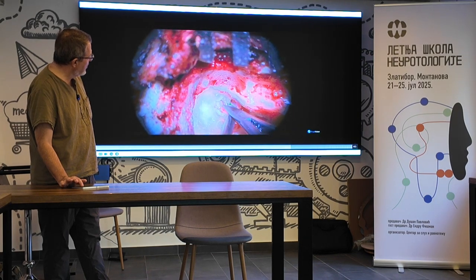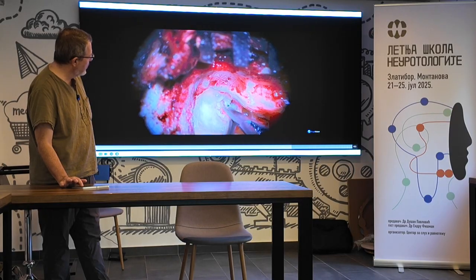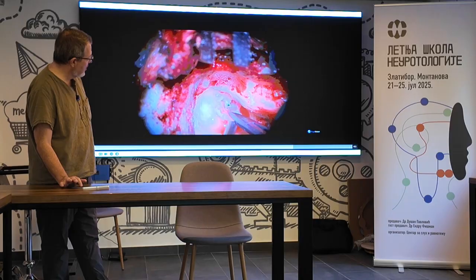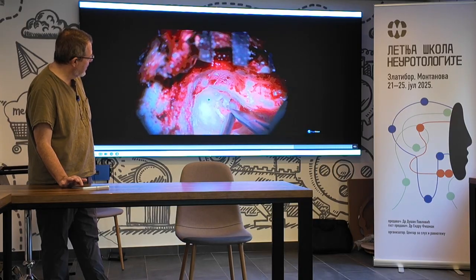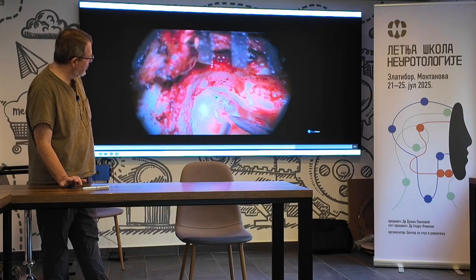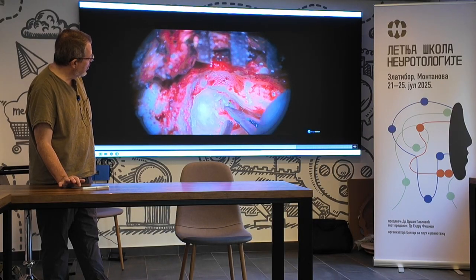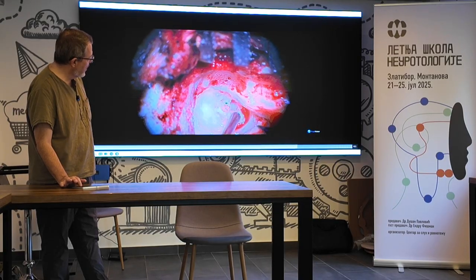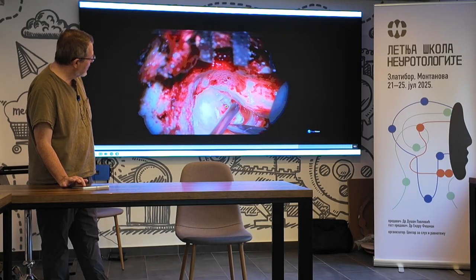And there can be blood vessels in here, so one has to be very careful. This structure right here is called the horizontal crest in the end of the internal auditory canal, and the vertical crest is up here, in between the facial nerve and the superior vestibular nerve. So the lower half of the internal auditory canal is separated from the upper half by this structure, and here is the cochlear nerve.